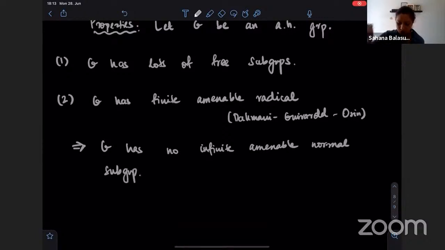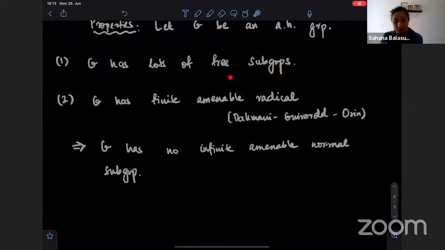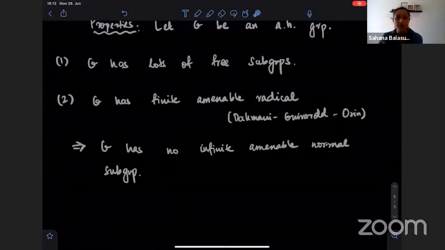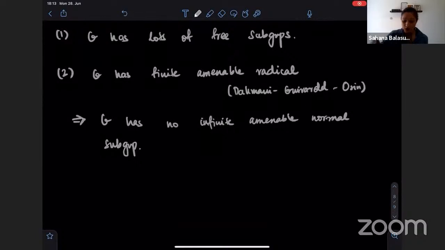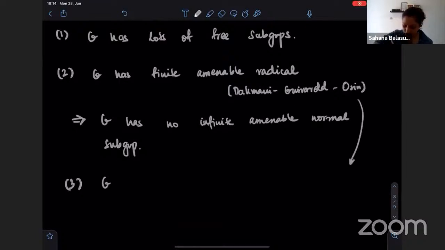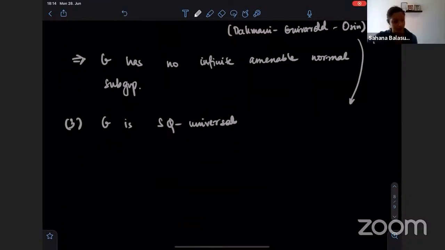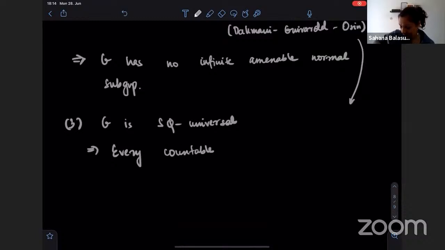So not only is your group not amenable, because we know that if you contain lots of free subgroups of higher rank, then of course you're not amenable. But if you try to consider normal amenable subgroups of your group, none of them are infinite. The third property, which is also a result of the same authors, is that G is SQ-universal. And what does that mean? It means every countable group embeds as a quotient of G.